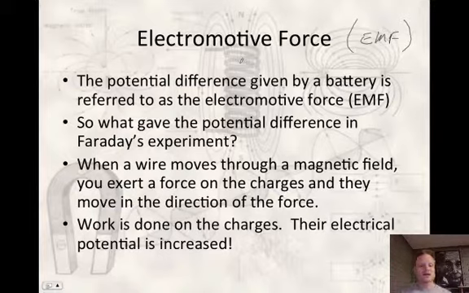Well, when a wire moves through a magnetic field, the magnet actually exerts a force on the electrons, or the charge carriers, in that object, and it causes them to move in some direction. It causes the electrons themselves to move, because remember, magnetism is all about the orientation of the electrons. When you do work on the charges, their electric potential increases, or the amount of voltage they have increases, and it causes a current to be created in the wires.